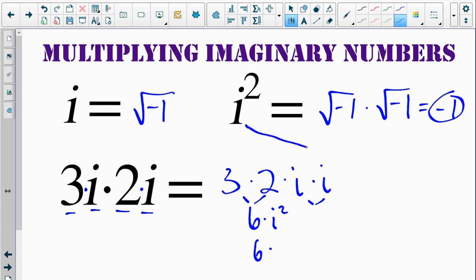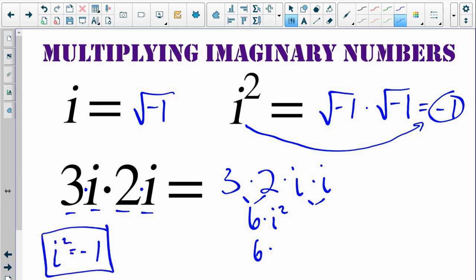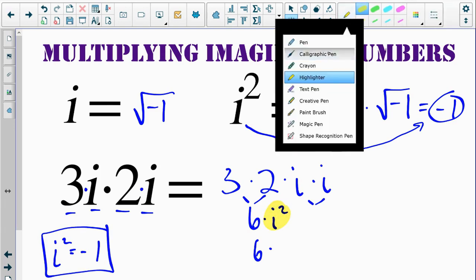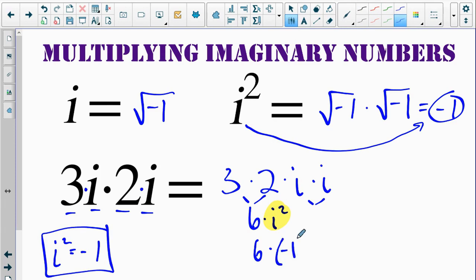And remember up above, we said i squared is -1. That's going to be very helpful today. So if you can memorize that or write it down as a reminder, i squared equals -1, we're going to use that a lot. Anytime you get i squared in our work, like we did here, we can actually just replace it with -1. And of course, 6 times -1 is -6. So 3i times 2i is actually just -6. Kind of cool how that works. I multiply two imaginary numbers together, I get a real number, -6.